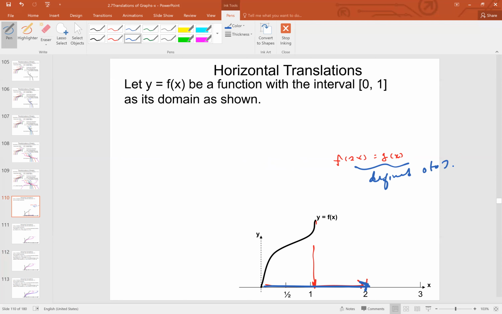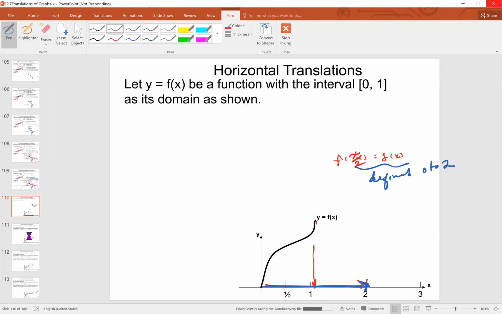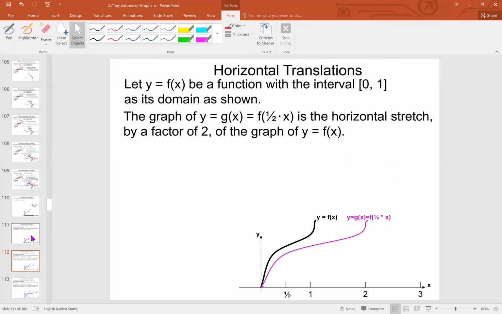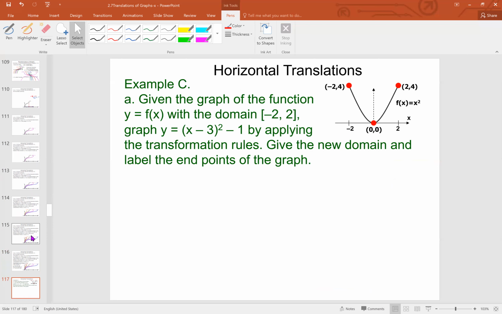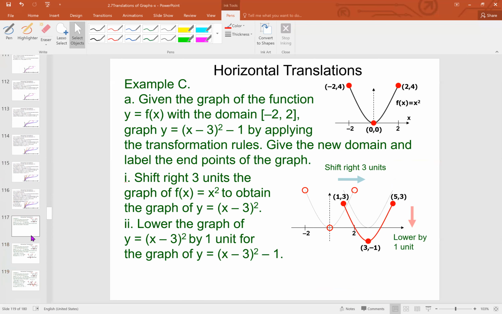Okay, it will double the domain. Sorry, half, because I squashed it. It's divided by 2. My mistake. Okay. It goes exactly the opposite. And then the series of compressions, horizontal compressions.